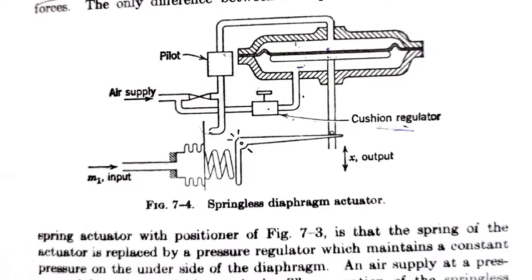So whenever the stem is moved down, this lever will also move down. So this will move down means this will come to the left, and again this flapper will come back to the original position. But how will the diaphragm come back to the original position? By supplying air pressure from the downward direction.